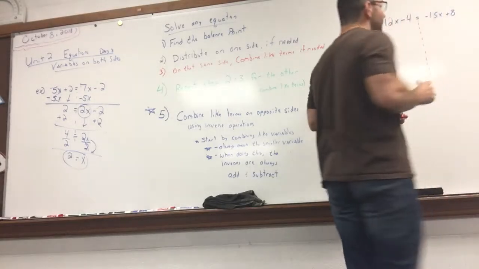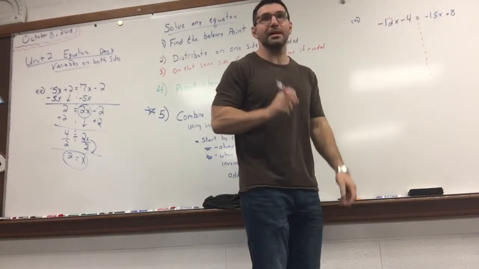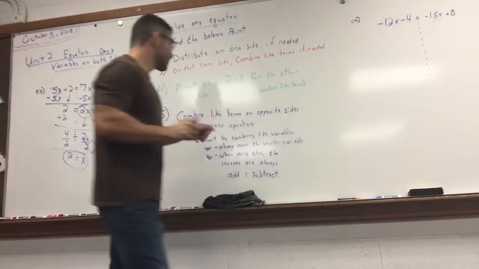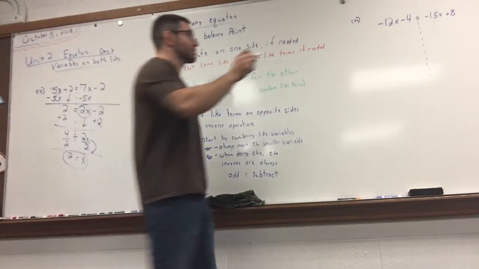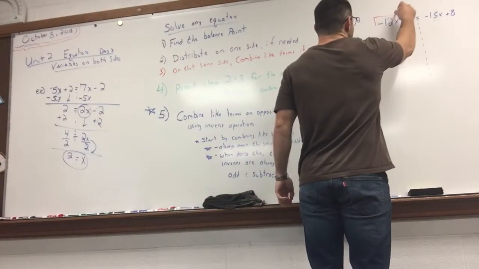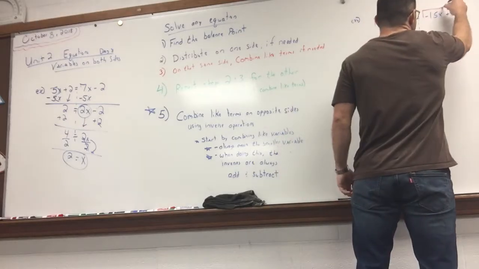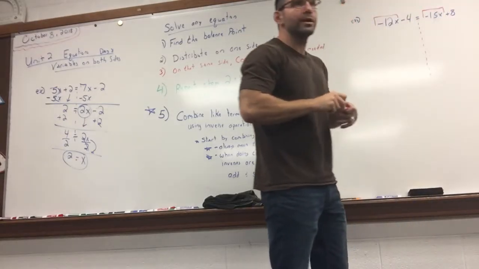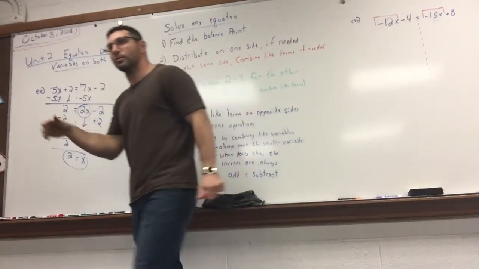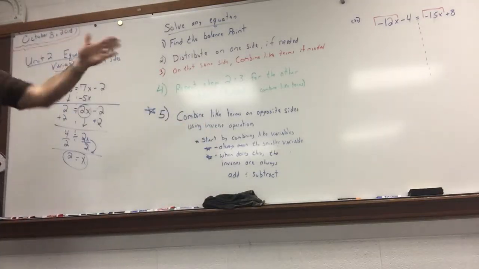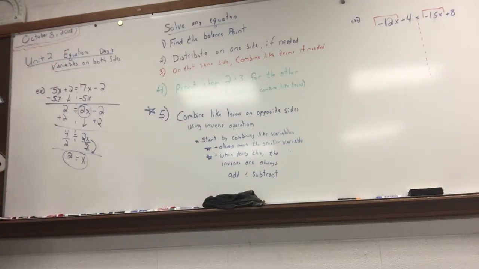So now, combine like terms on opposite sides using inverse operations. Start by combining the like variables. So we've got this -12x, we've got this -15x. Always move the smaller variable. So again, think about your number line. Which number is farther to the left? -12 or -15? What do you think, Sammy?